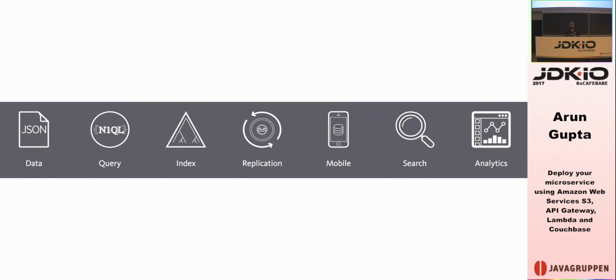So it has a full SQL-like querying capability called N1QL, and that allows you to run SQL queries on your NoSQL documents. So that is pretty cool. It has about 9 or 10 different kinds of indexes that allows you to use a primary index or a secondary index or a global secondary index, which makes the data access that much more efficient.